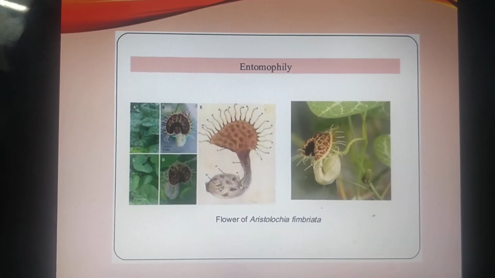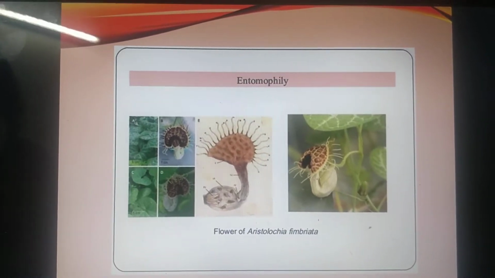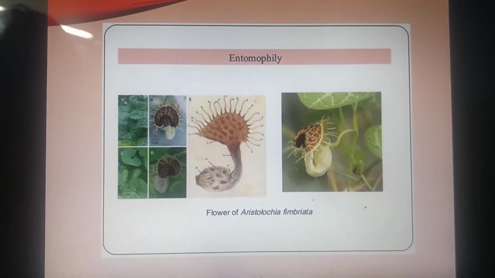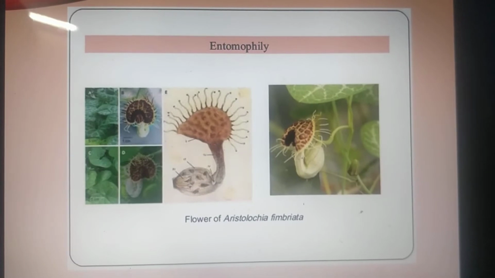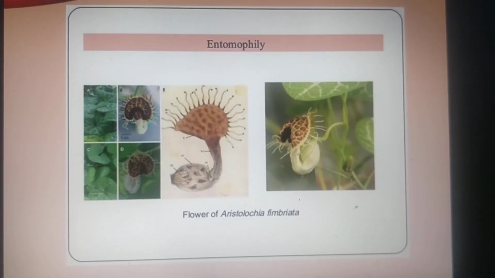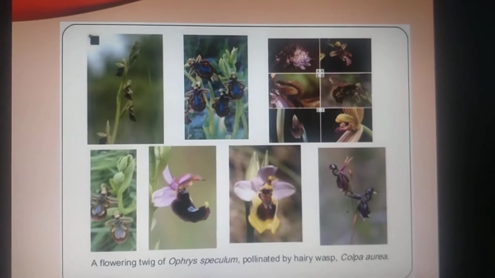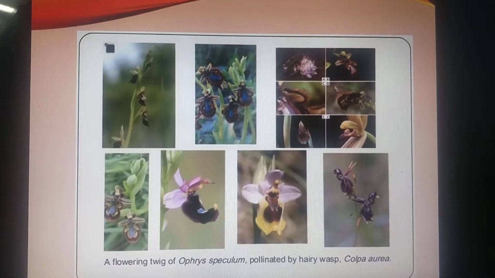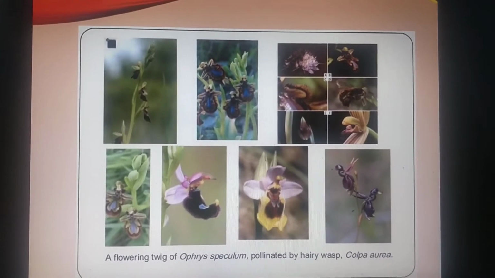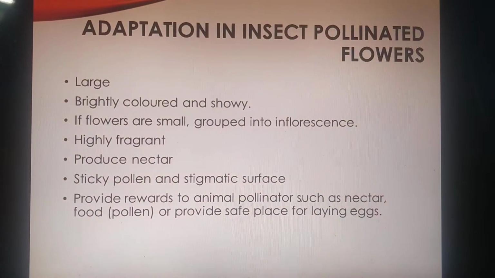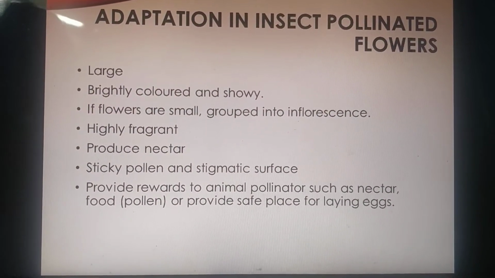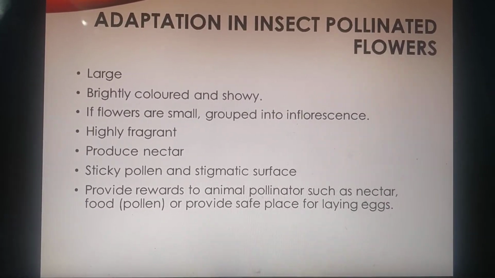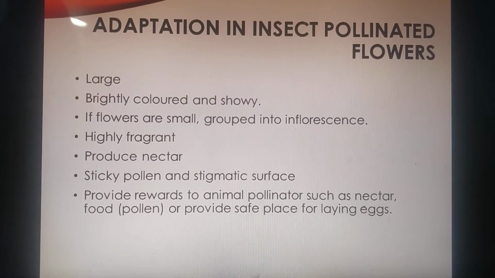Then entomophily, pollination by insects. Insect pollination is very common, by different insects, and among them many are bees, butterflies, flies, beetles, wasps, ants. All of these are common. You see that these flowers also possess certain specific characteristics. Mostly they are large, brightly colored, attractive, showy. If the flowers are small, then they are present in the form of an inflorescence, in groups.